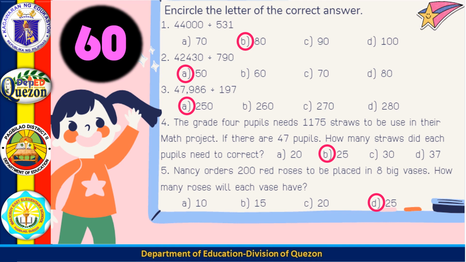How many got perfect? How about 4, 3, 2, and 1? Okay.